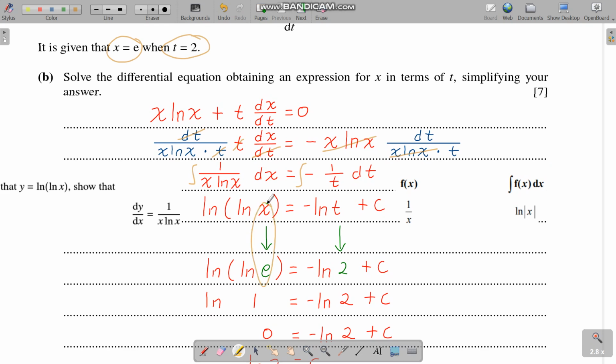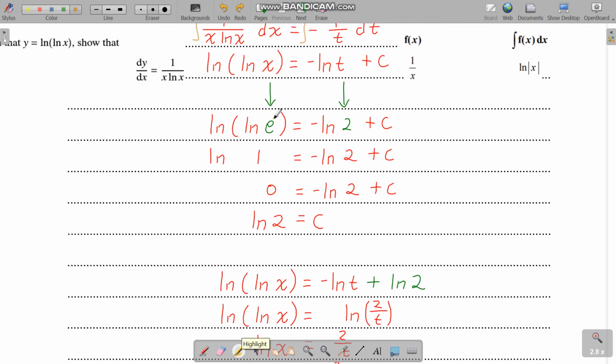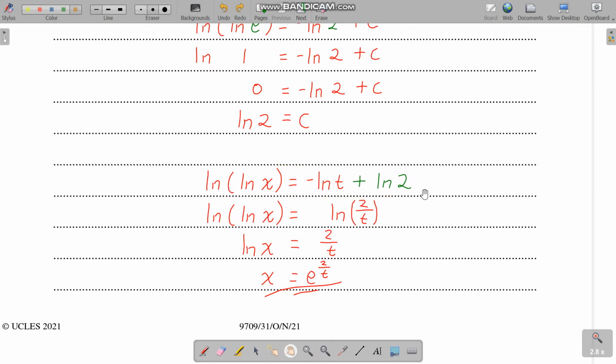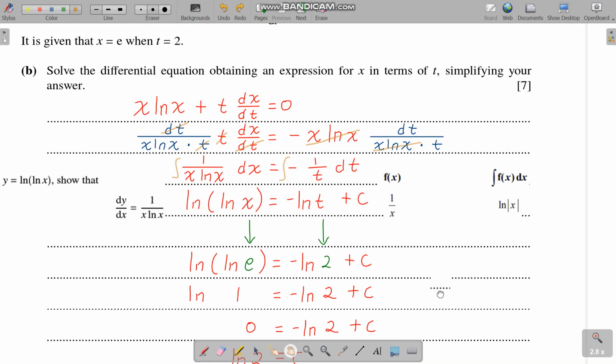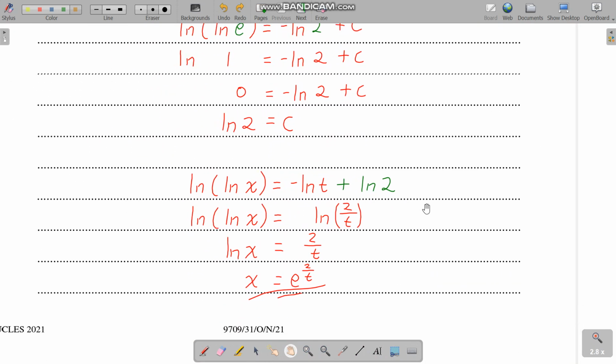So we replace the x with e and the t with 2, and we can find the value of c. ln e is 1, just use your calculator, and ln 1 is 0. So this means c is ln 2. Now we have the particular solution with c being ln 2. And if you read the question here, we need to find x in terms of t, so we have to rearrange to get x in terms of t.